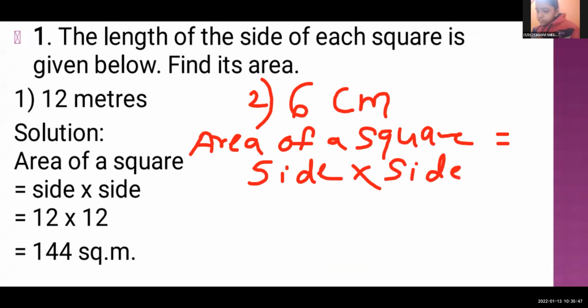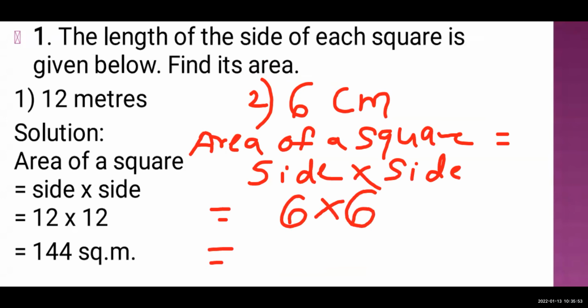Next step. 6 multiplied by 6. Okay. Then answer. Teacher, I am doing that only. 6 6 is what? 6 6 is 30. What? 30? 36. Very good. So 6 6 is 36.